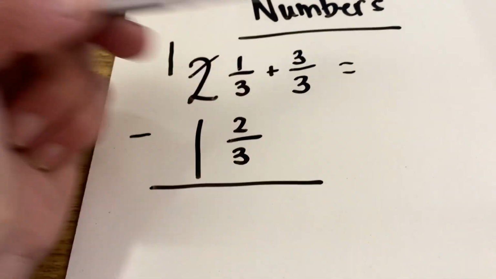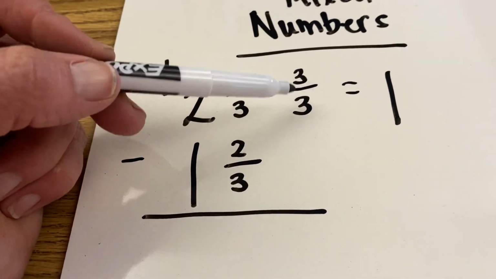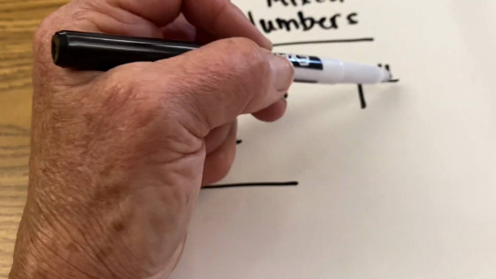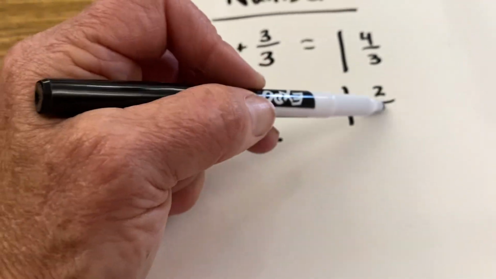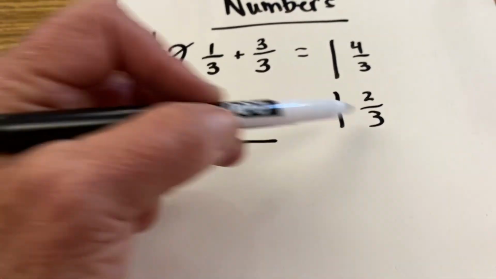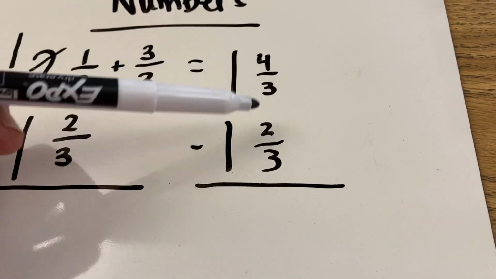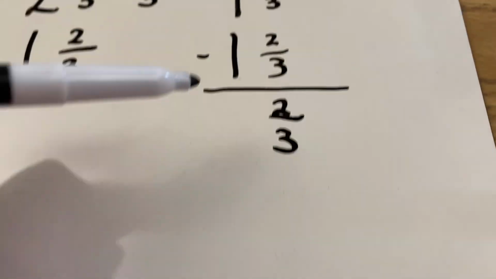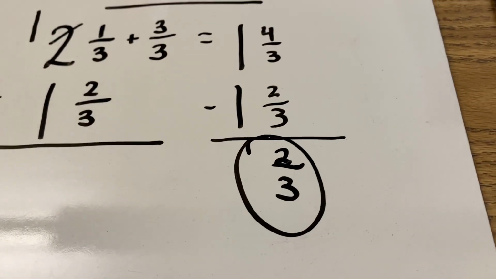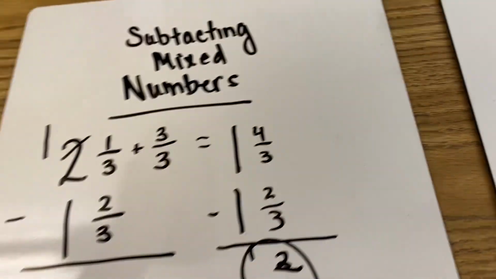And then I can just rewrite that. So I still have the 1. I have 1/3 plus 3/3, that's 4/3, okay? And then I bring that over, 1 2/3, right? And I'm still subtracting. So now I'm in good shape. I can say 4/3 minus 2/3 is 2/3, okay? And 1 minus 1 is nothing. So that's my answer.